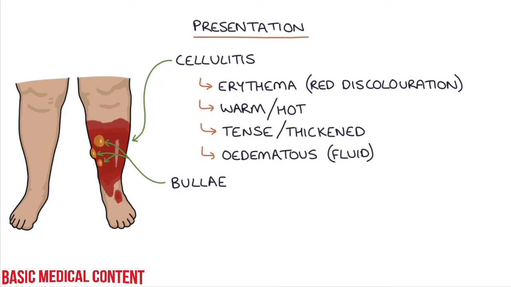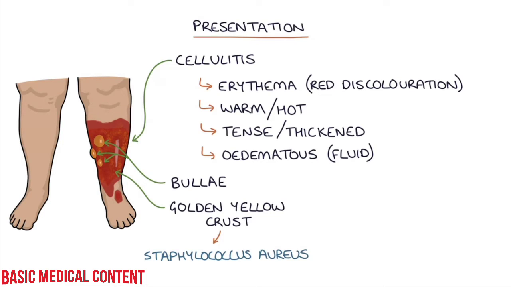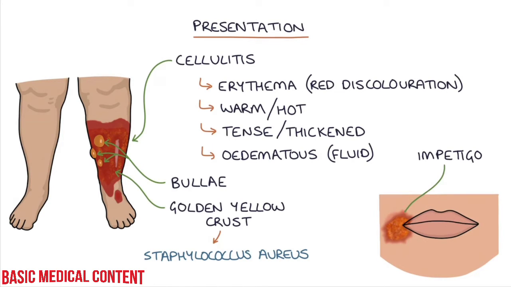And a characteristic golden yellow crust can be present and indicate something called Staphylococcus aureus infection. Remember that Staph aureus causes this golden yellow crust. Impetigo is where you get a skin infection around the mouth or around the chin, and this has that characteristic golden crust caused by a Staphylococcus infection.